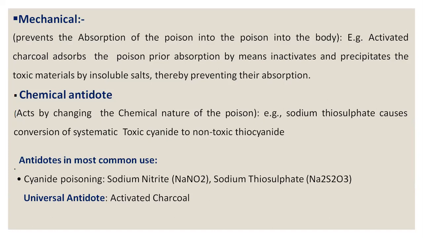Next one is the chemical antidote. What is the chemical antidote? In name only, they can change the chemical nature of the poison, converting toxic to non-toxic, converting systemic to non-systemic. So nothing but it acts by changing the chemical nature of the poison. Example is nothing but sodium thiosulfate. So sodium thiosulfate acts as a chemical antidote for conversion of the systemic toxic cyanide to the non-toxic thiocyanate.